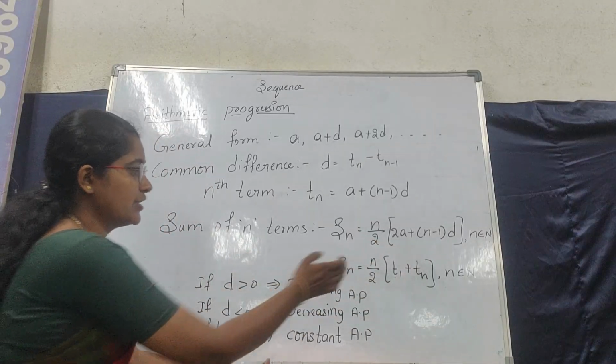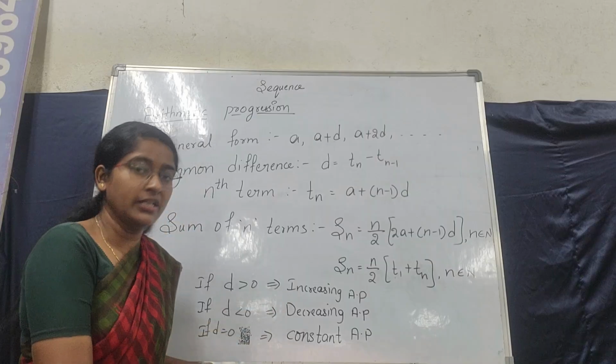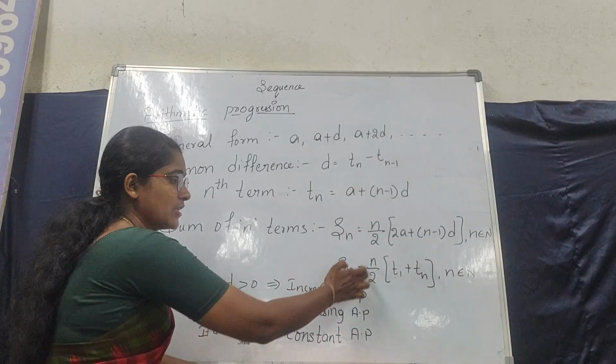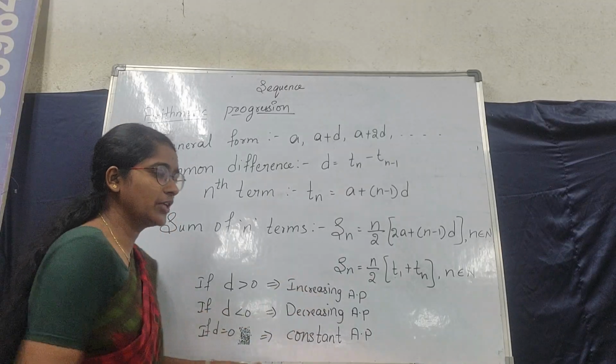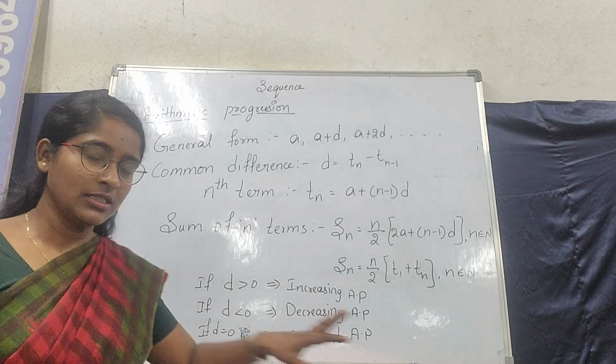So we can use this formula if you want to find the sum of the terms. Or if you already know the first term and the last term, we can use it directly: Sn equals n by 2 into (first term plus last term). Then you are going to get the sum of all the terms.